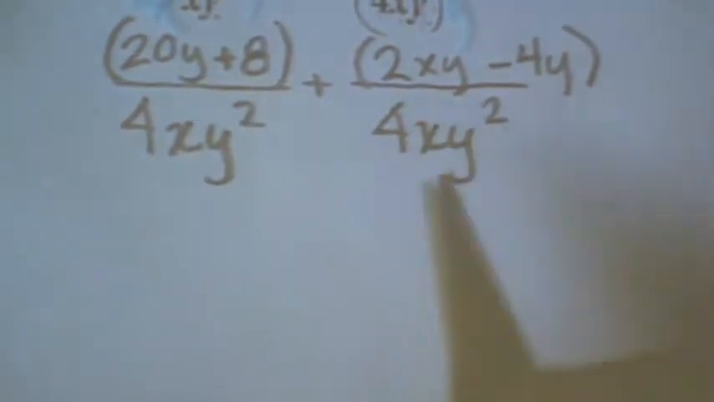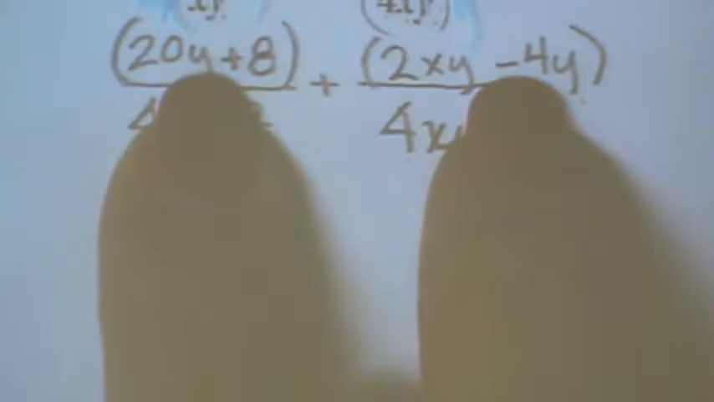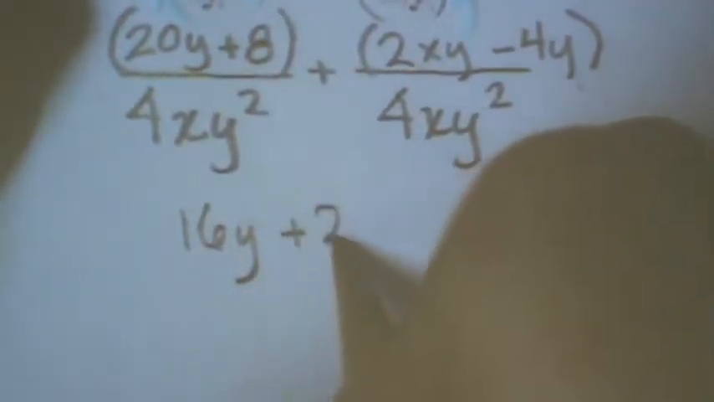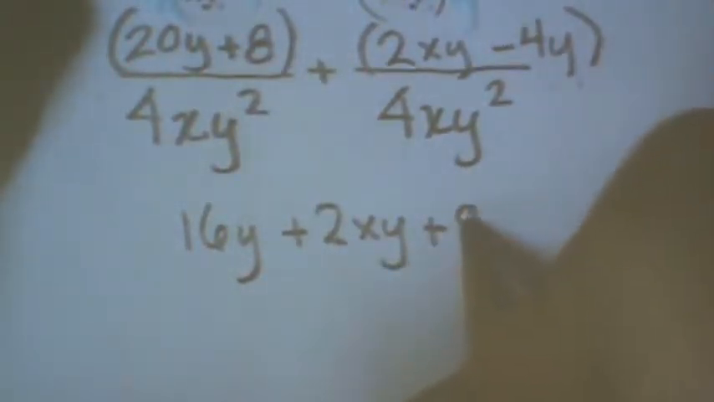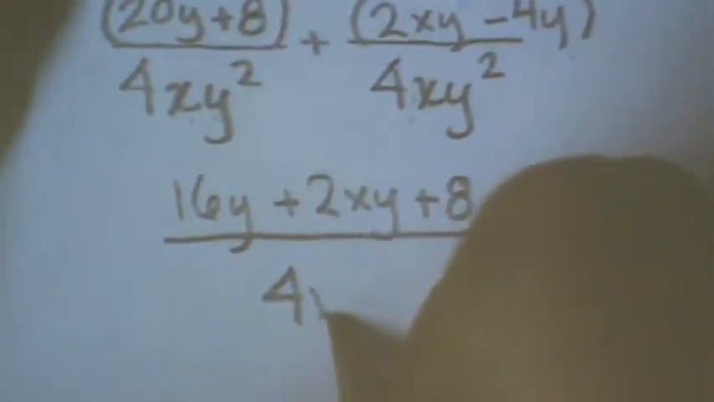Okay, so now we're adding. The numerator looks kind of a mess. The only 2 things that are like terms are these 2 right here. What is 20y plus 4 minus 4y? Plus a negative 4y. What's 20y plus a negative 4y? Anyone? 16y plus 2xy plus 8. All over, what's that denominator? 4xy squared.